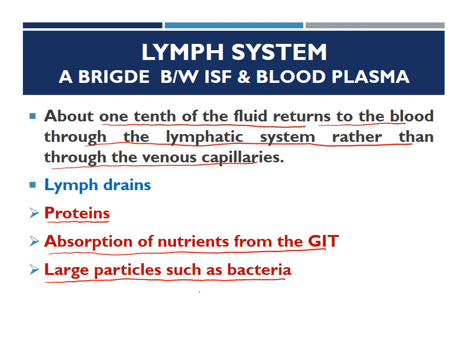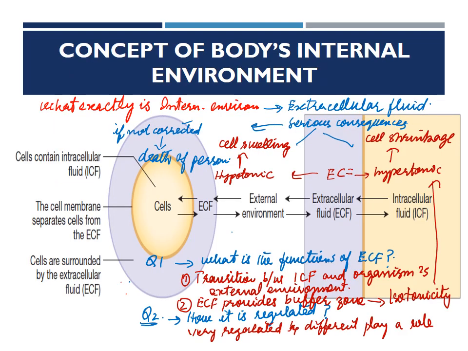The movement of substances across the blood capillaries, across the cells, depends upon the presence of pores, and upon the size of the pore. And the second thing is concentration gradient. So this is the importance of lymph system.